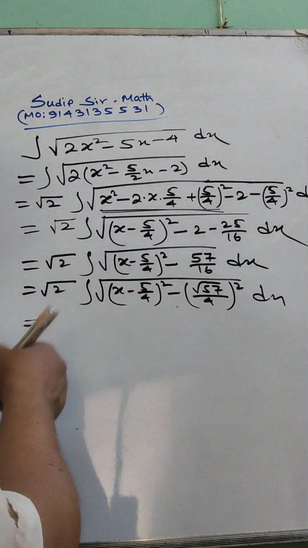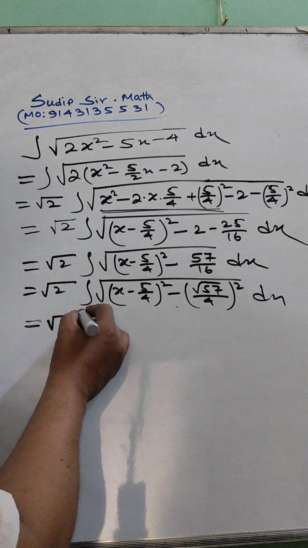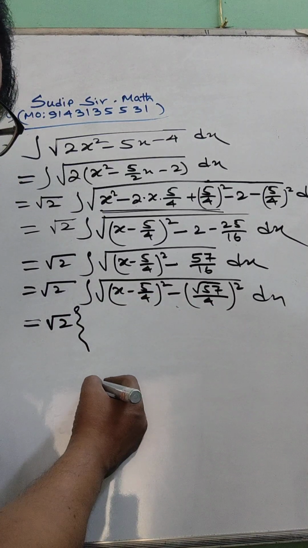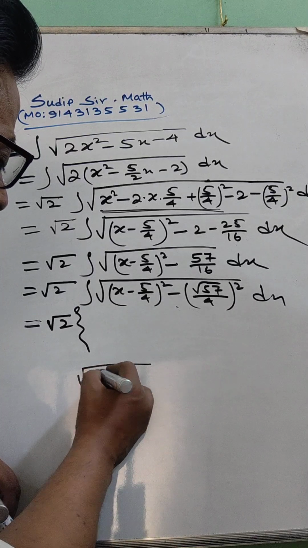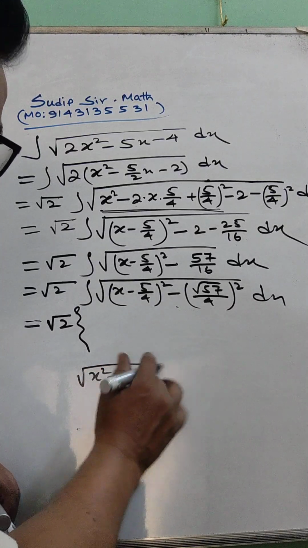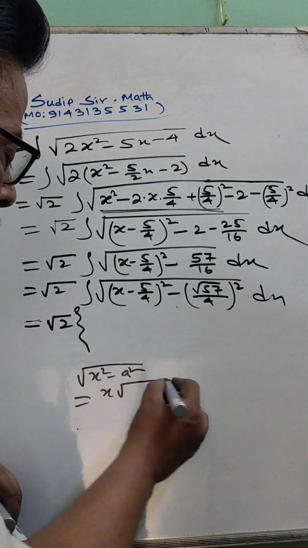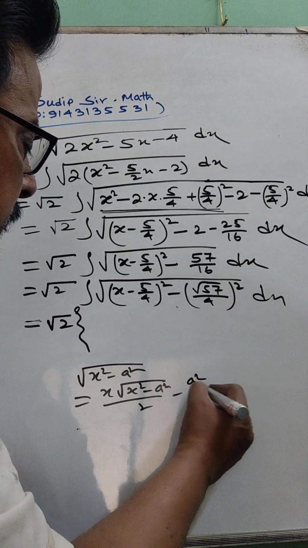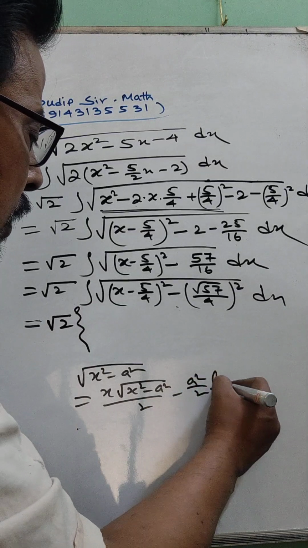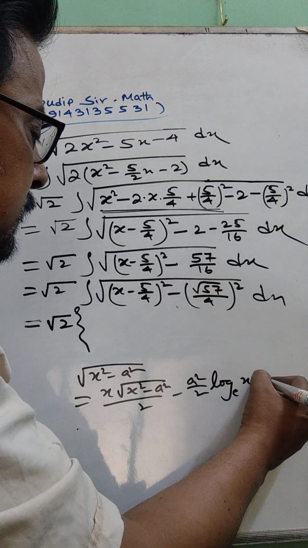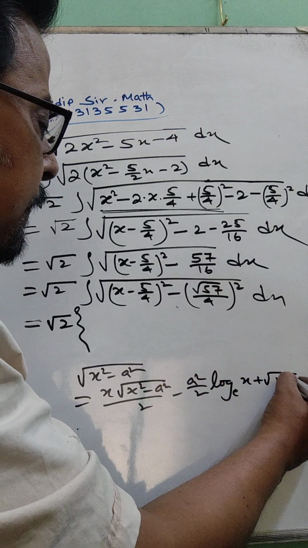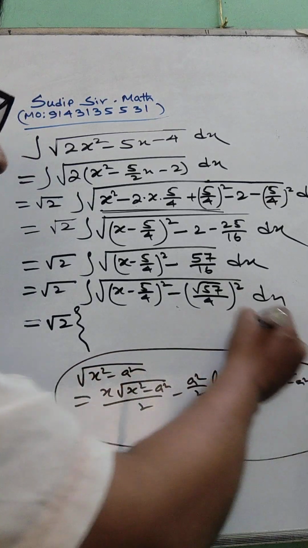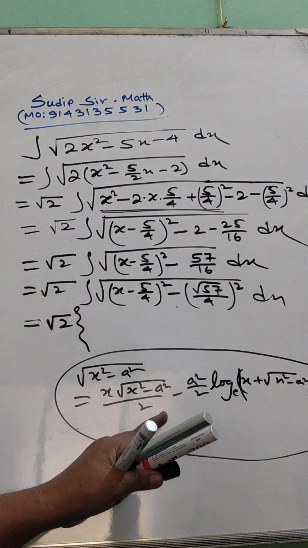So for this, this will be root 2. Now x square minus a square. What was the formula of root over of x square minus a square? That was x root over of x square minus a square by 2 minus a square by 2 log of mod x plus root over of x square minus a square. It was the formula like this.